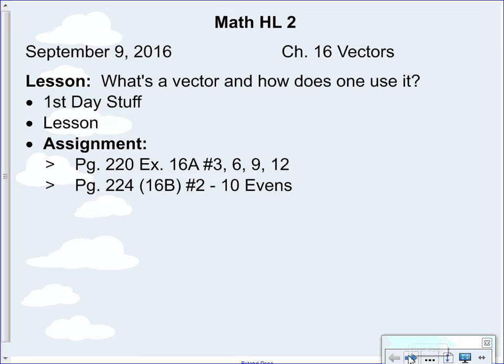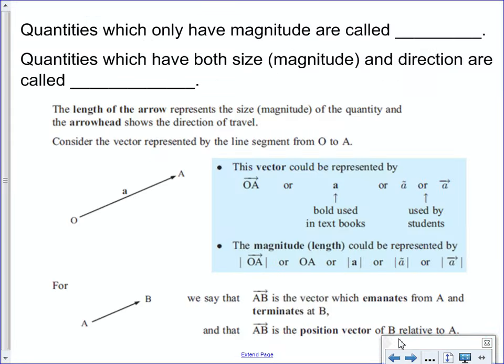Vectors. Here we go. So starting at the very beginning, if a quantity only has magnitude, that's called a scalar. Oh my gosh, you remember. Scalar. Yep. Quantities that have both magnitude and direction are vectors.